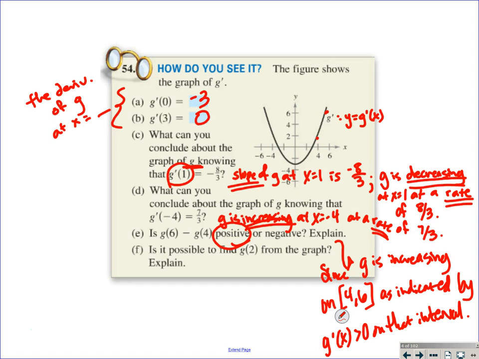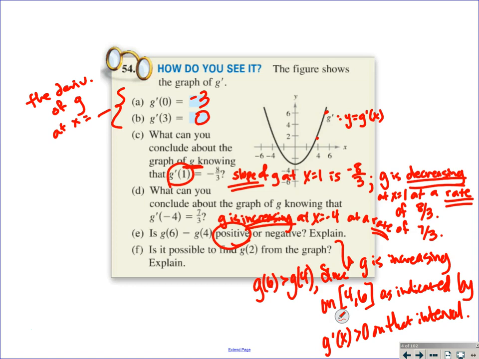We could even do something if you wanted to be super snazzy. You could do that if you want to have a noun in that sentence, otherwise it's kind of awkward. So G of 6 is greater than G of 4, that's why it's positive, since G is increasing on the interval as indicated by the G prime, or the derivative of G, being positive on that interval.